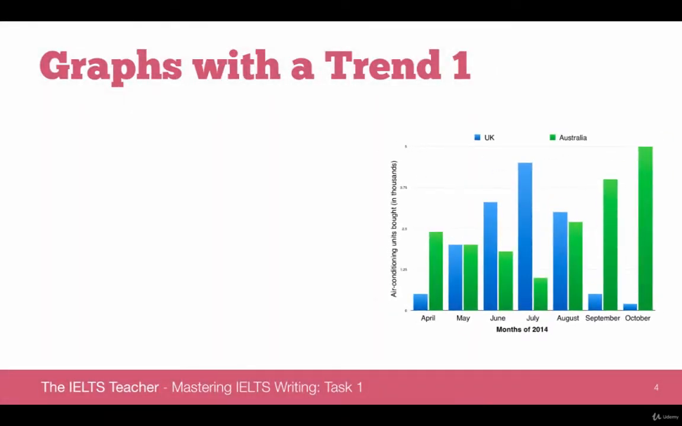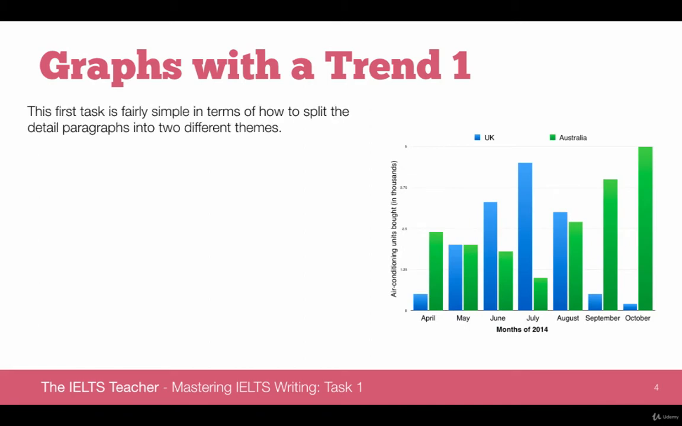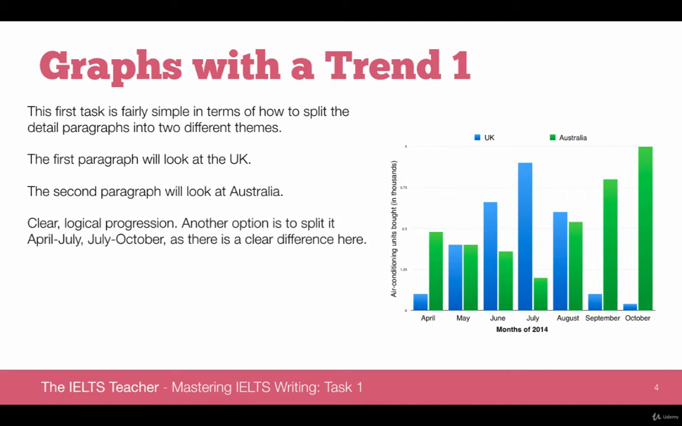Let's start with graphs with a trend. Now, this first task is fairly simple in terms of how you would split up your detail paragraphs. What most people will think, and they'd be right, is that the first paragraph will look at the UK and the second paragraph will look at Australia. Nice and simple. It's not too difficult, this one. I think it's quite instinctive that you would pick out those 2 themes. So there's a clear logical progression.